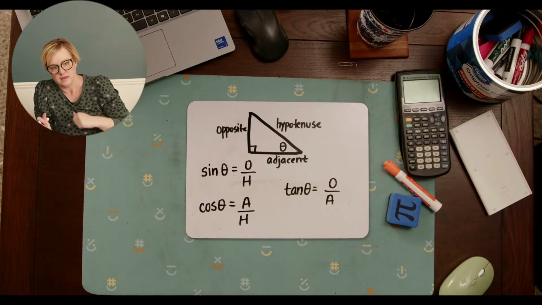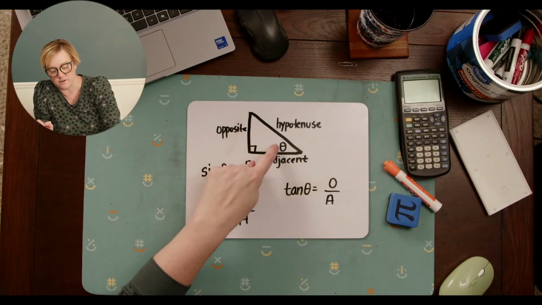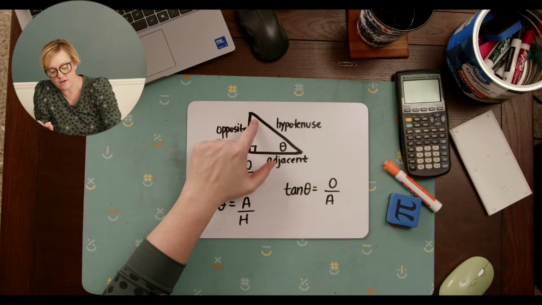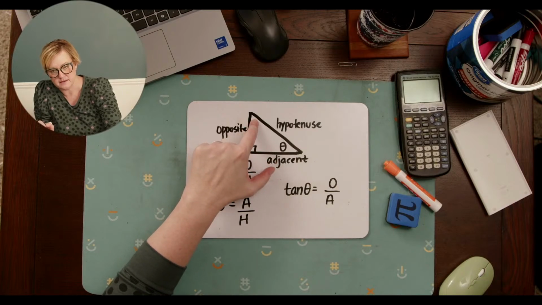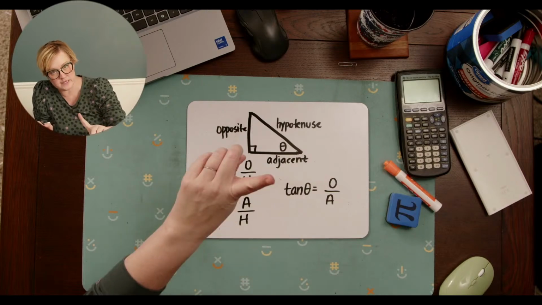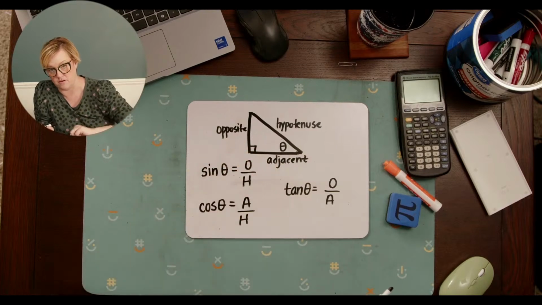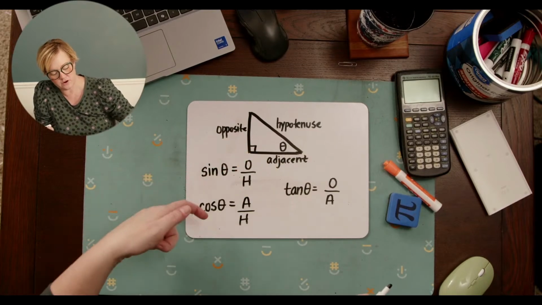SOHCAHTOA. Okay, so the opposite is always the one that's across from the theta. If I moved my theta up here, now this one is my opposite. Hypotenuse is always the hypotenuse. It's always the longest side, and it's always across from the 90-degree angle. So we have sine, cosine, and tangent.